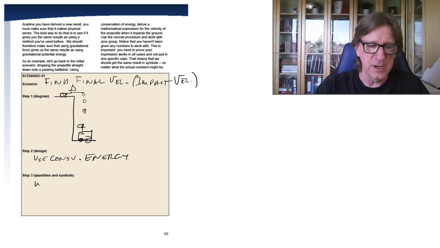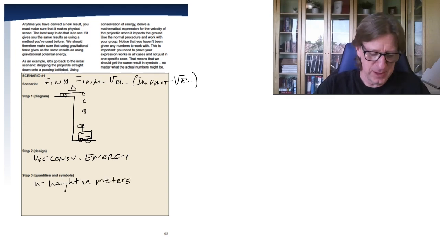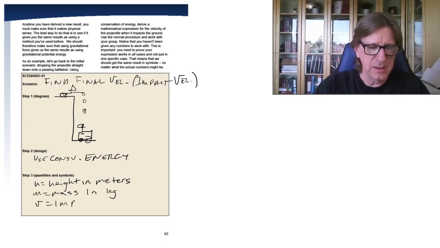We're going to define our quantities. So we're going to define h to be the height in meters. And m is going to be the mass in kilograms. And then finally v is going to be my impact velocity. And that's the one that we don't know what it is. So that's our double question marks.